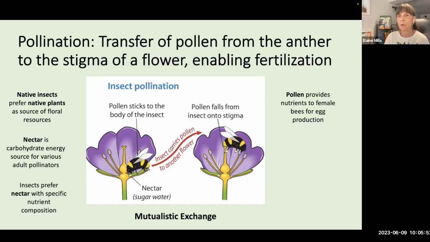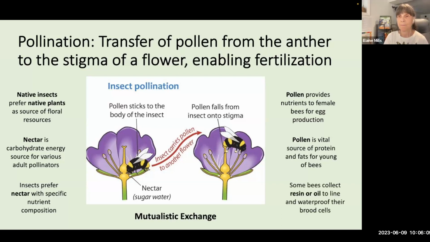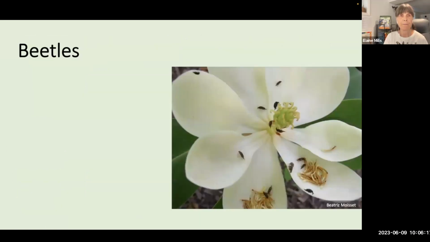It provides nutrients to the female bees for egg production. In addition, those female bees will be gathering the pollen because it is a vital source of proteins and fats for the young bees when they're providing for them in their nests. And some bees additionally might collect resin or oil from flowers to line and waterproof their brood cells.